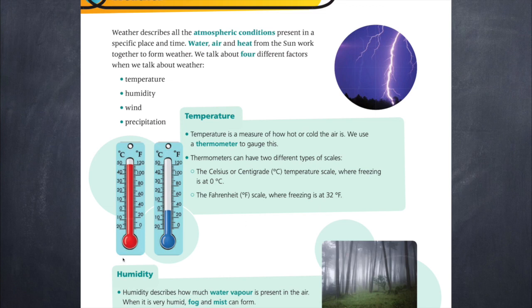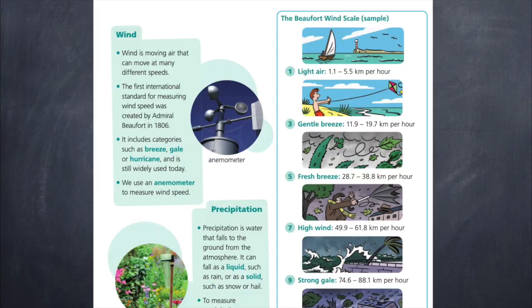Well, let's go with humidity. What is humidity? Exactly. Humidity is the water vapor that is present in the air. And remember, when we have a lot of water vapor, we have two words to describe it: fog and mist. And do you remember the name of the instrument to measure the humidity? Very good, the hygrometer.